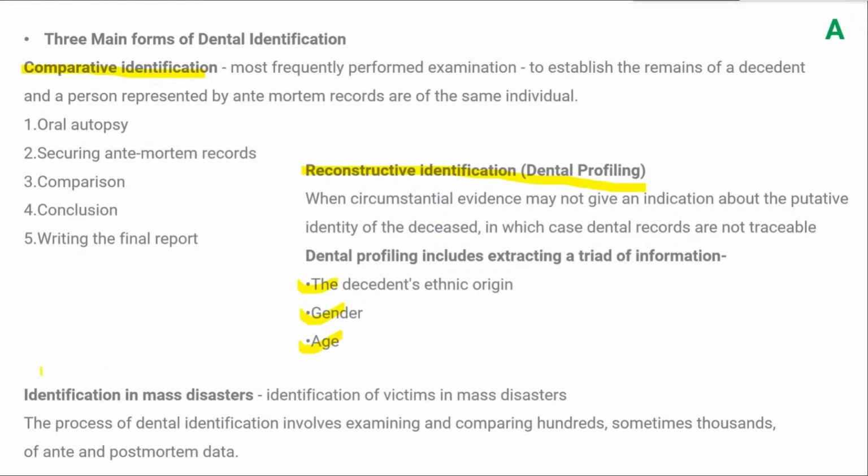And the last will be done in case of mass disasters, where a lot of people require identification. So in that we need to compare a lot of records to establish the correct identity of the deceased in case of very severe disasters. That will be the last kind of dental identification.